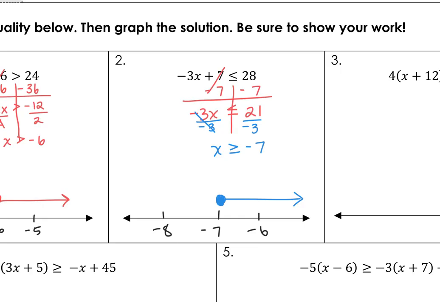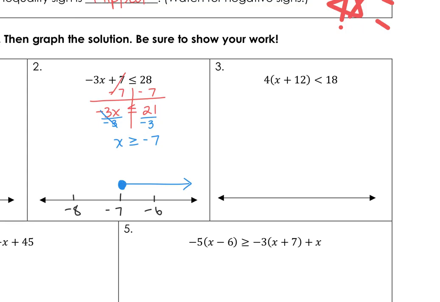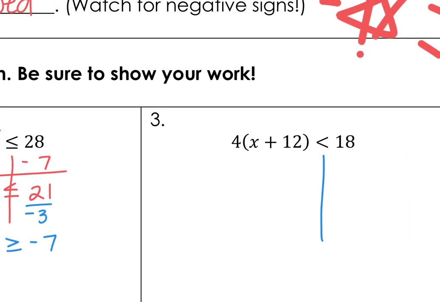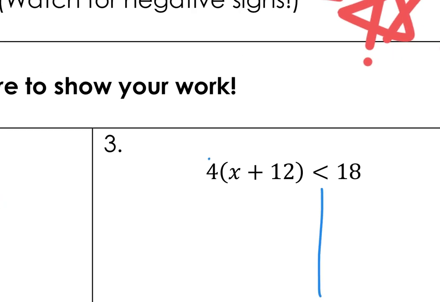All right, number 3, we're going to increase the difficulty just a little bit, because now all of a sudden we've got some parentheses. So the first thing we need to do when we see these parentheses is distribute that 4 to both of those terms inside of the parentheses. So 4 times x is going to be 4x, and 4 times 12 is 48. So I have 4x plus 48 is less than 18.